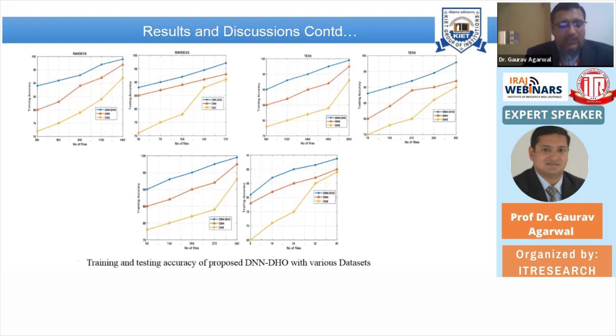When the model has been trained with the plain DNN, the accuracy is a little lower in comparison to DNN DHO, and finally, deep autoencoders have the minimum training accuracy. When I talk about the testing accuracy, it is maximum for DNN DHO, which is clearly visible on the basis of the results also.